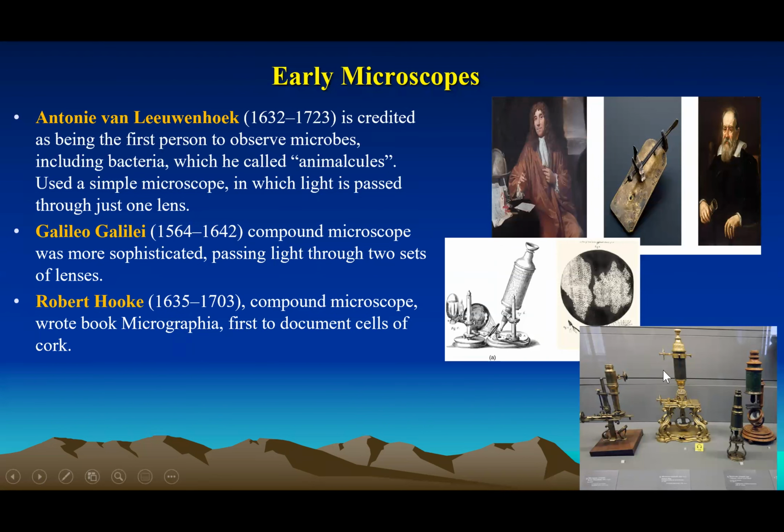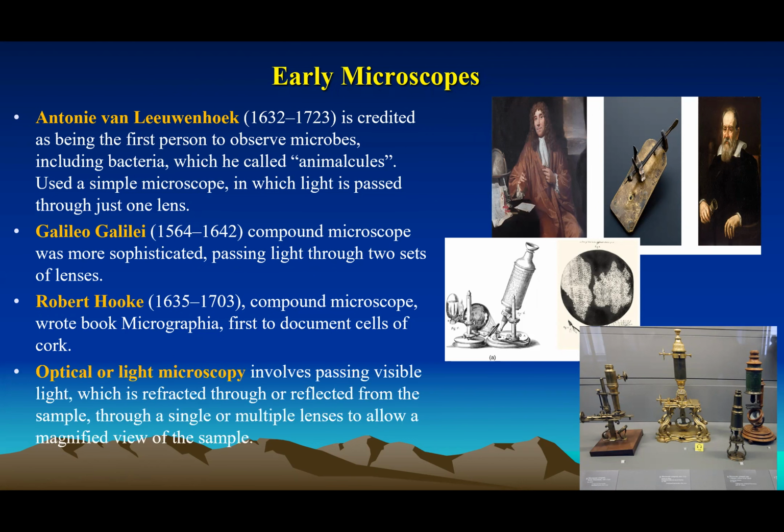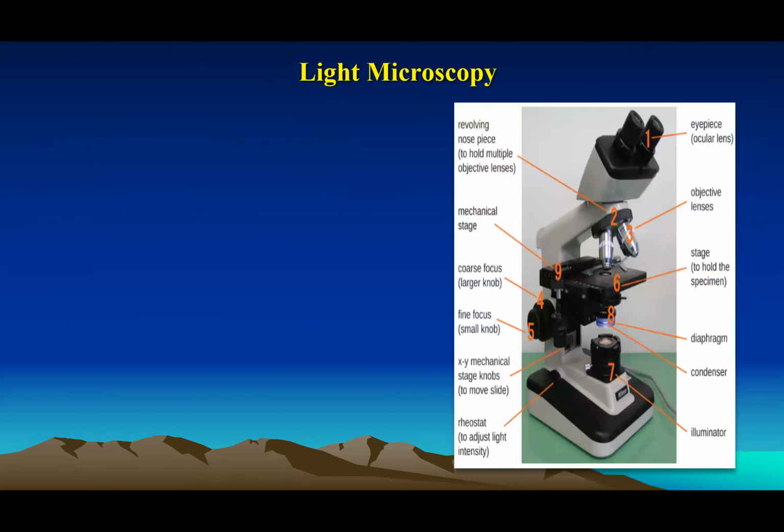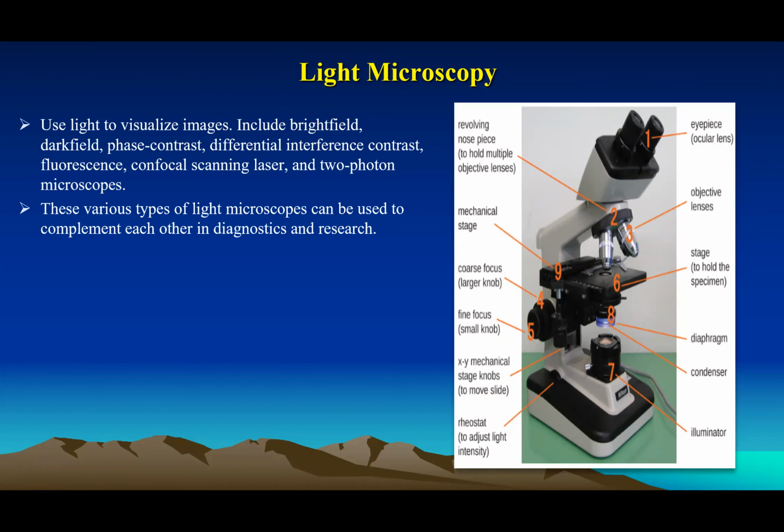In light microscopy, or optical microscopy, this involves passing visible light, and the specimen will either reflect it or refract it. So these are through the properties of light and the principles of physics. And then you either use one lens or 2 lenses to magnify the specimen. So in light microscopy that you are familiar with, we are using light to visualize images. And there are many subcategories here. There is bright field, dark field, phase contrast, differential interference contrast, DIC, fluorescent microscopy. There's confocal scanning laser microscopy, photon microscopy. So there are many light microscopic techniques and tools that are currently used. So we have different types of microscopy to complement each other in diagnosis and for doing research.